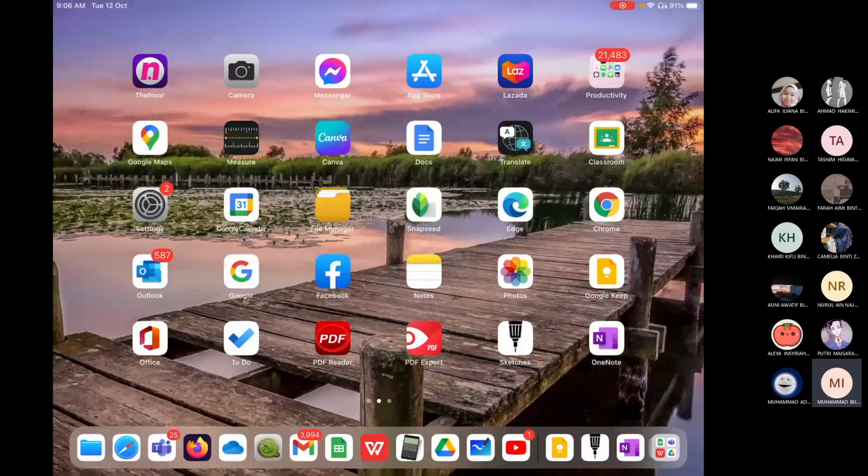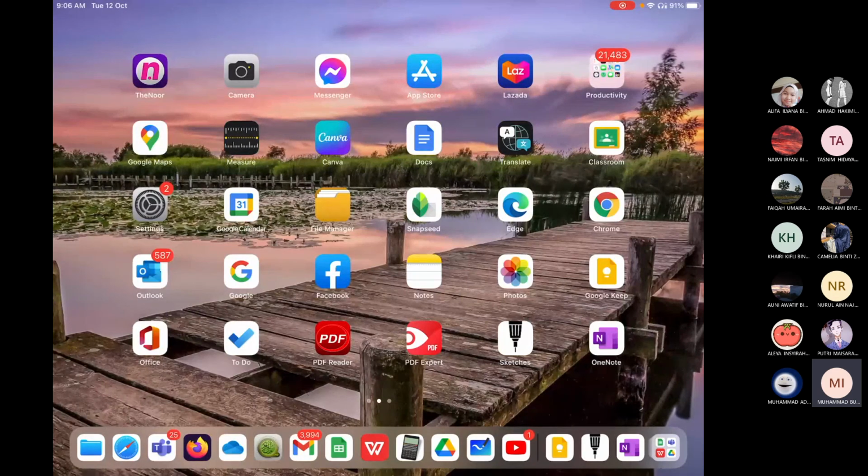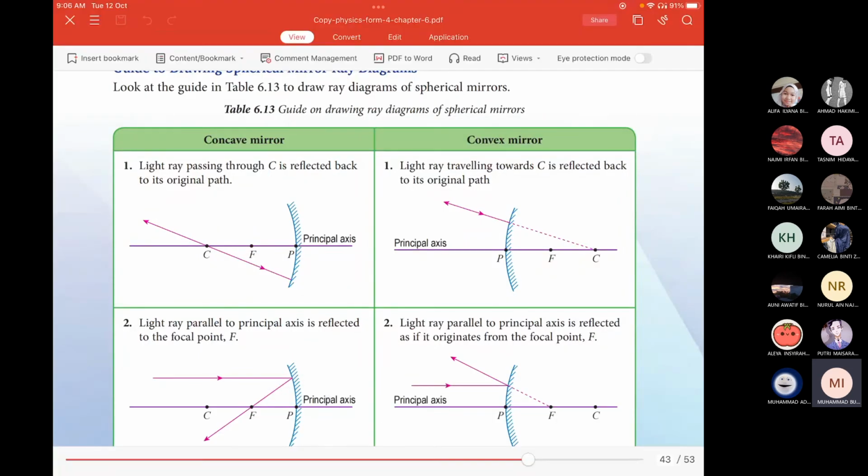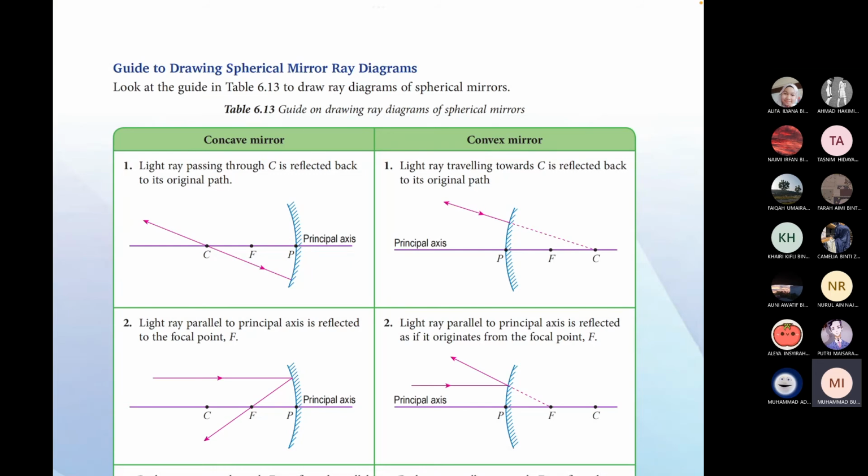Okay, everybody. Now, you can see my screen now. Okay, you can see this page.